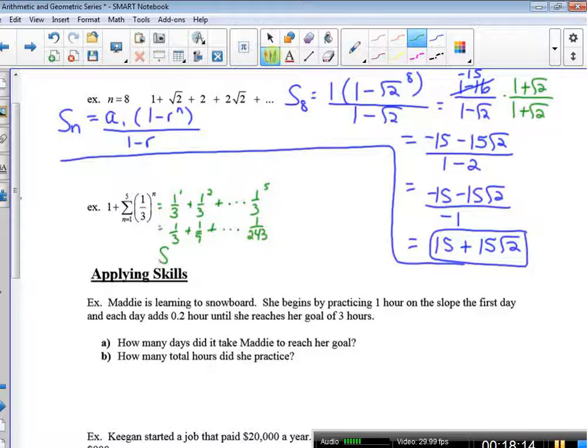So the sum of the 5 terms is equal to a sub 1. My first term is 1/3. So it's going to be 1/3 times 1 minus r to the 5th. To get from one term to the next, you have to multiply by 1/3, so r is 1/3. And that's all divided by 1 minus 1/3. So we're kind of back to the same kind of problem as we had last time. So that's 1/3 times 1 minus 1 over 243, all over 2/3.